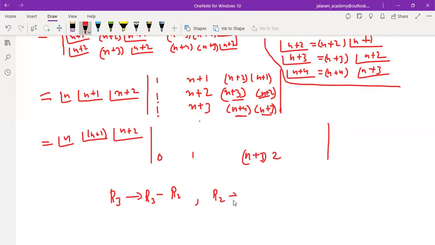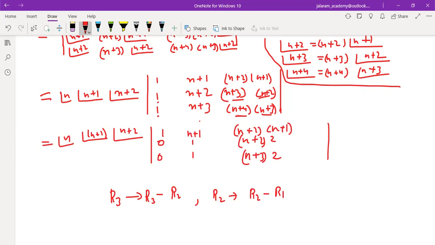Again, if R2 is operated as R2 minus R1, it is again giving 1 minus 1, 0. N plus 2 minus n minus 1 is 1 again. And n plus 2 into n plus 1 and n plus 3 into n plus 2. So n plus 2 will be common into n plus 3 minus n minus 1. So it will be 2 only. So 1, n plus 1 and n plus 2 into n plus 1.